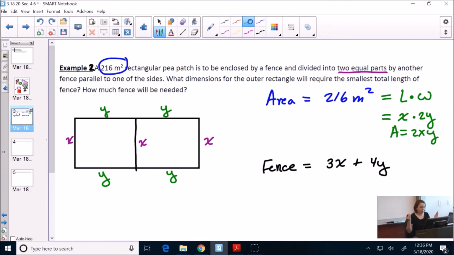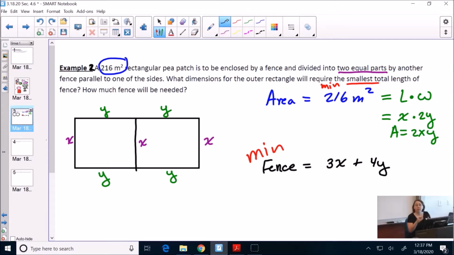Now, what are we trying to do? What dimensions for the outer rectangle, for X and 2Y, will require the smallest length of fence? So we're smallest. What does that mean? For us, that means that we're trying to minimize the fence. If we're trying to minimize something, we in calculus use the derivative. So let's take the derivative of fence. Oh, wait a second. We got 2 variables. Who would we take the derivative with respect to?